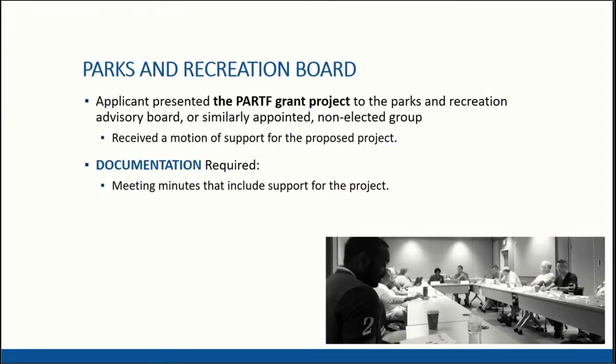The Parks and Recreation Board, a lot of communities do have a Parks and Recreation Advisory Board or a committee. You present to that board. This is similarly appointed, typically it's a non-elected group, and they provide a motion of support for the project. The documentation required are the meeting minutes that include that support.